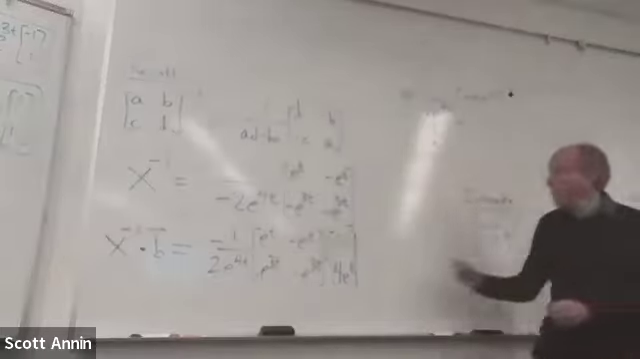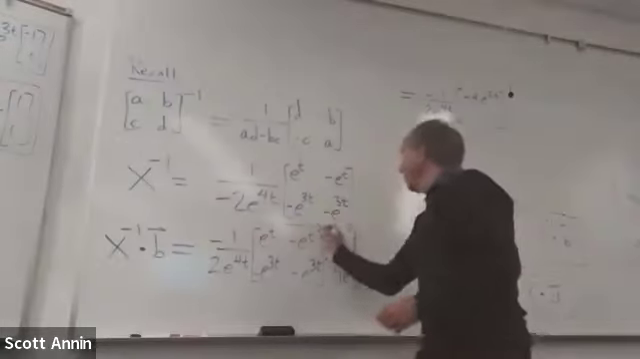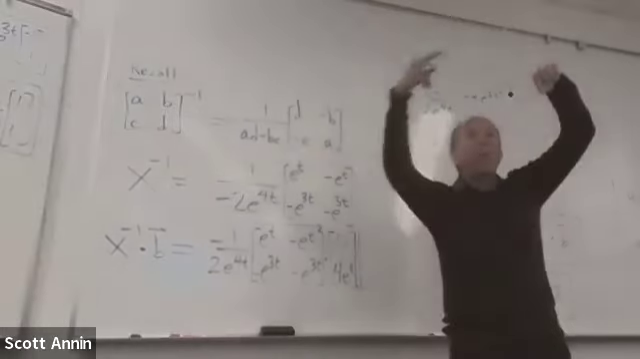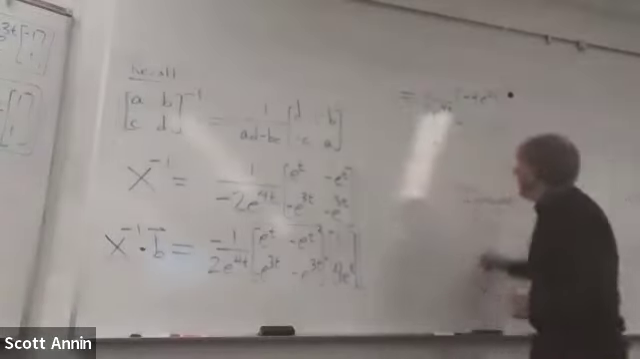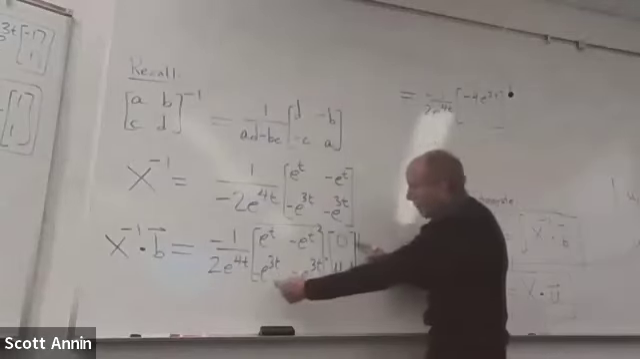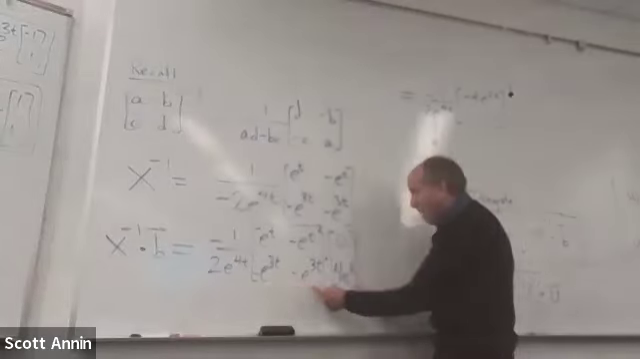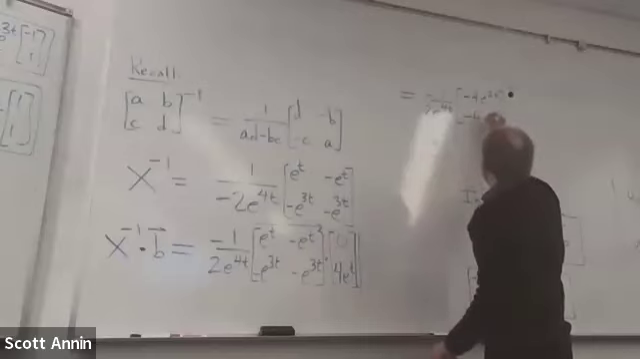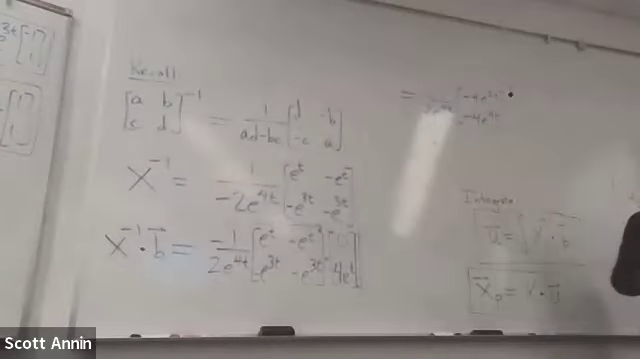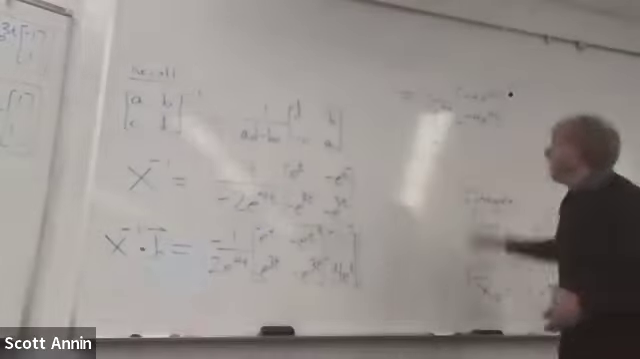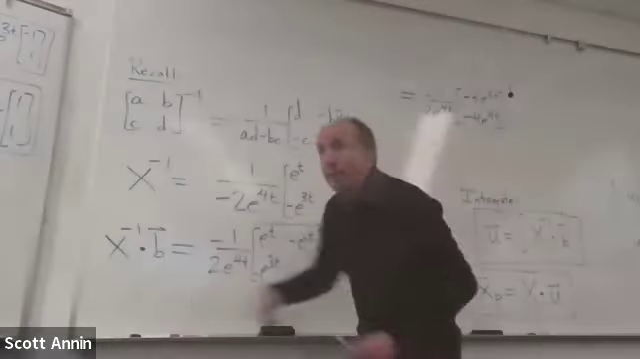Okay, so let's make sure everybody's with me on this. I'm going across this row and down this column and doing a dot product. So that gives me negative 4 e to the 2t. And then on the bottom entry, I also have a 0 here, and then a minus 4e to the 4t. Okay, so yeah, just have to be a little careful with all of this. But that is going to be the x inverse times b.